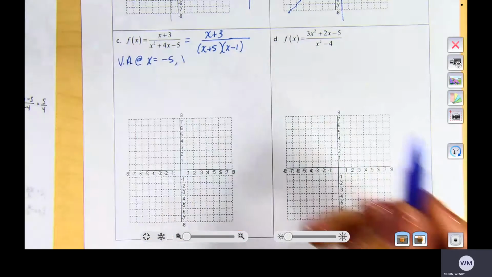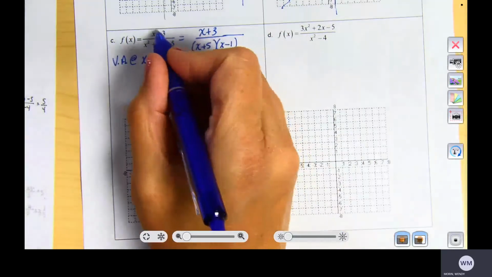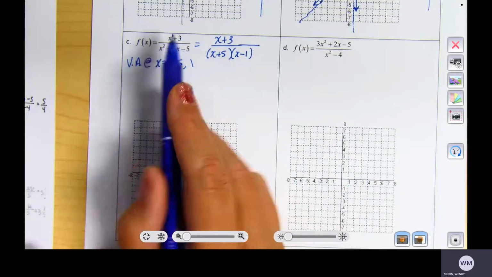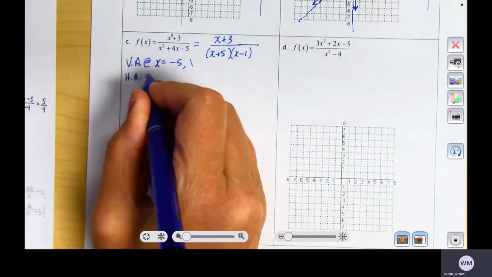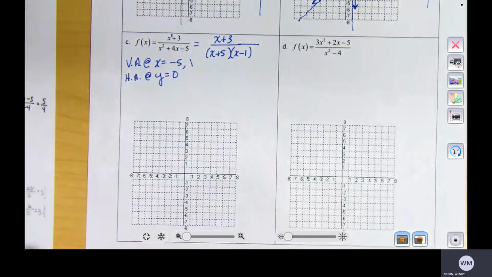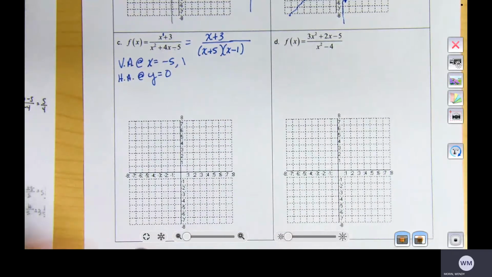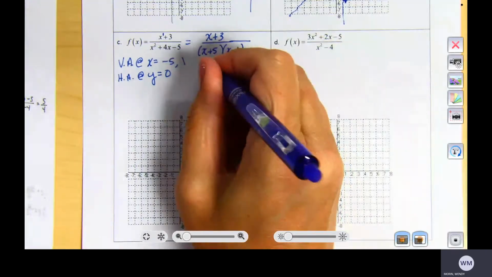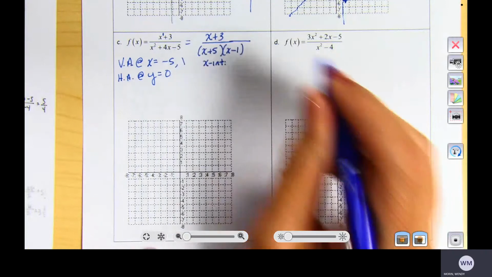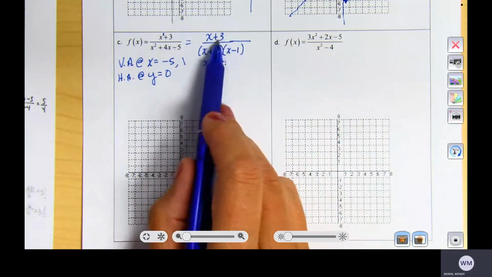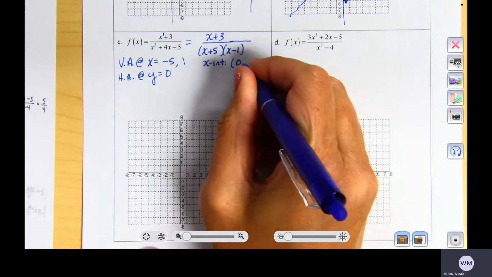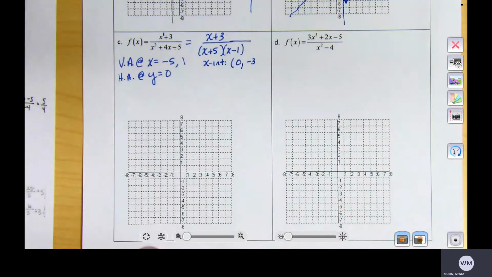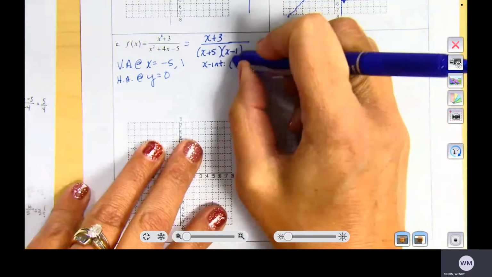Okay, how about a horizontal asymptote? Remember this one? Bottom is larger. Horizontal asymptote is y equals 0. Again, that's the memorize on the previous page. So if there's a horizontal asymptote, there can't be a slant. Okay, let's go to x-intercepts. X-intercepts come from the numerator set equal to 0. So that's 0, -3. Oops, I got that backwards. -3, 0. Not 0, -3.